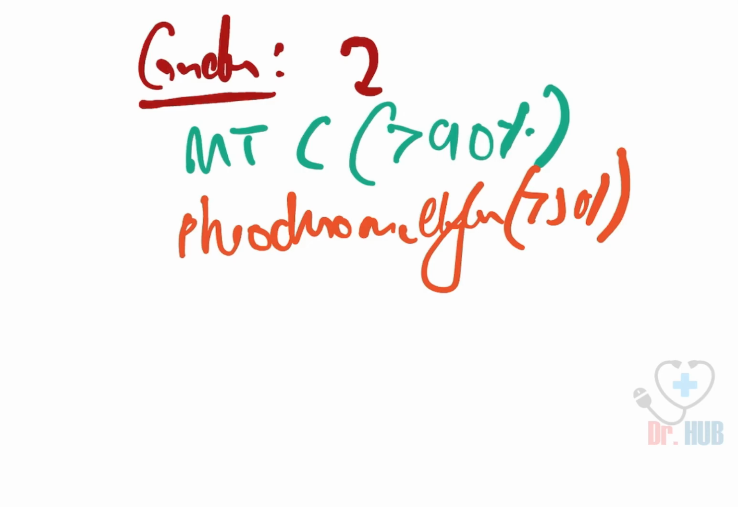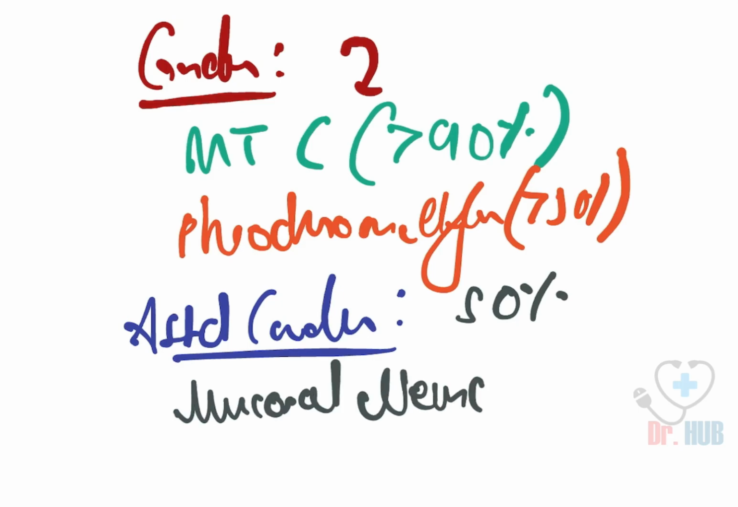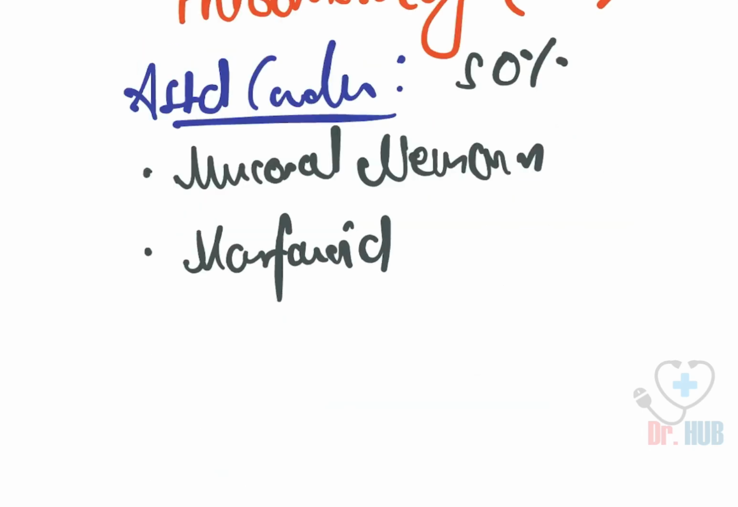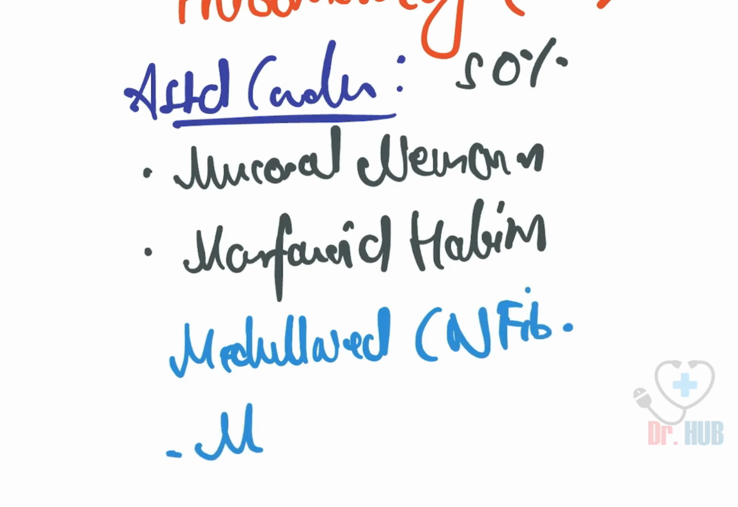And next, what are the associated conditions? The associated conditions, roughly around 50%, include the mucosal neuromas, then the marfanoid habitus, then the medullated corneal nerve fibers, as well as the megacolon.